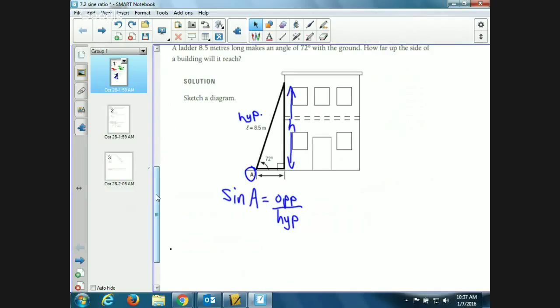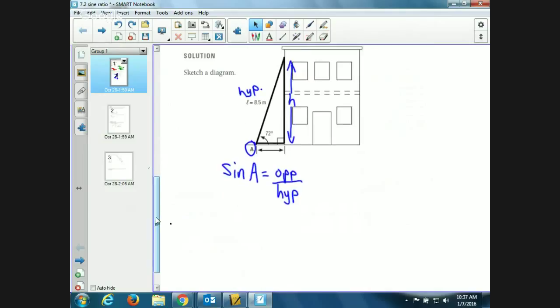Then we actually fill in what we have, in this case as much information as we can. We know that angle A is actually 72 degrees. So I'm going to write down sine 72 degrees is equal to the opposite. When I look at this, though, I see that the opposite side is one that I don't have a number for. So we're going to call it the height, H, for the height up the side of the building. And the hypotenuse is 8.5 meters.